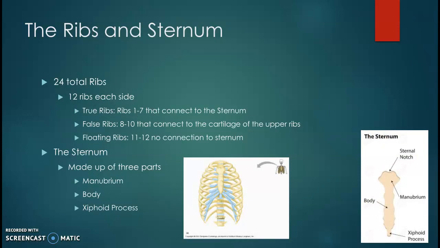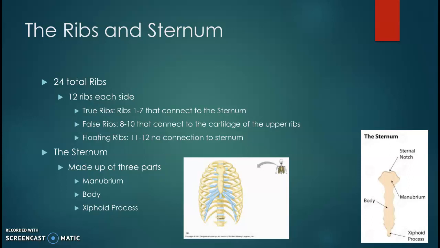Next is the ribs and the sternum. There are 24 total ribs, 12 on each side, and they can be put into 3 different categories: true ribs, false ribs, and floating ribs. The true ribs are ribs 1 to 7 and are connected to the sternum, and the false ribs are ribs 8 to 10 that are not connected directly to the sternum but are connected to the cartilage of the upper ribs 1 through 7. And finally, floating ribs are the smallest ribs, 11 and 12, and they're floating ribs because they are not connected to the sternum whatsoever.